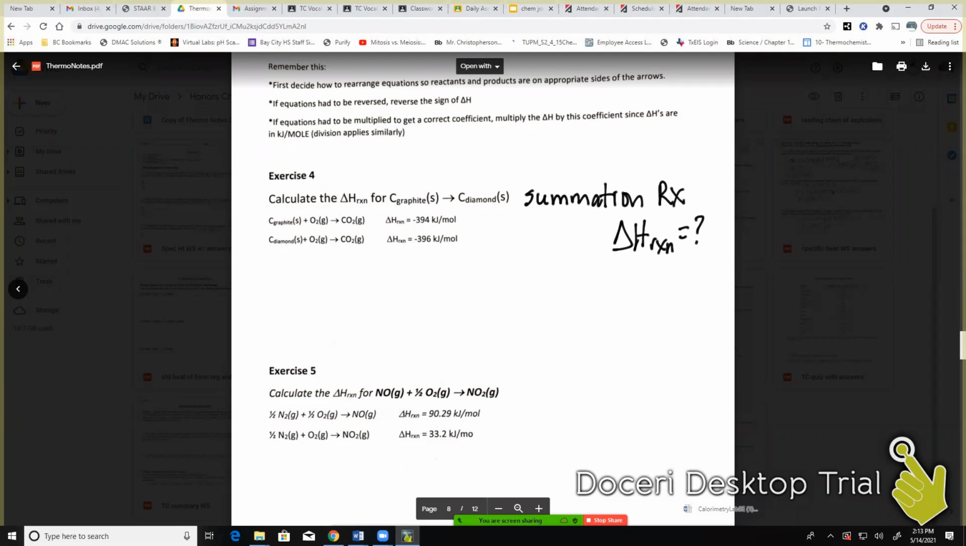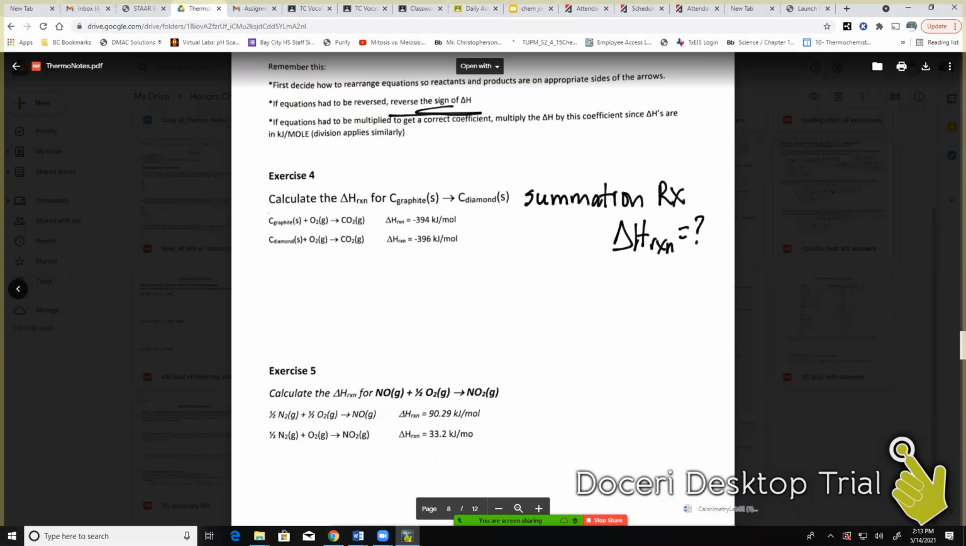So I want to take these two and I want to see how I can manipulate them to give me my summary reaction. If the equations have to be reversed, then you have to also reverse the sign of their delta H. So if I'm going to reverse one of those, I would have to reverse this. And if it was positive, it would become negative, or negative, it would become positive.